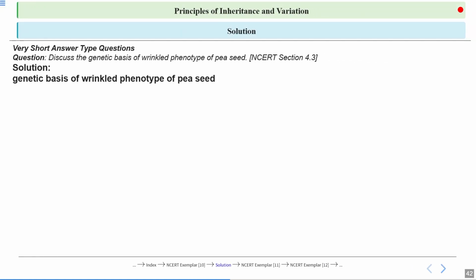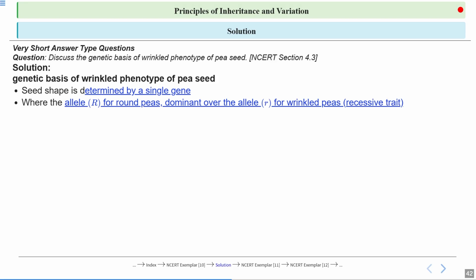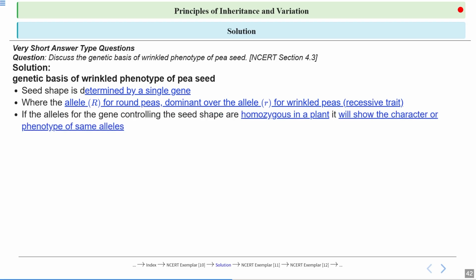So what is the answer here? The genetic basis of wrinkled phenotype of pea seed is as follows. Seed shape is determined by a single gene. Single gene controls the seed shape. Now, the allele capital R is for round peas and it is dominant over small r, and small r is for wrinkled seed, which is a recessive trait.